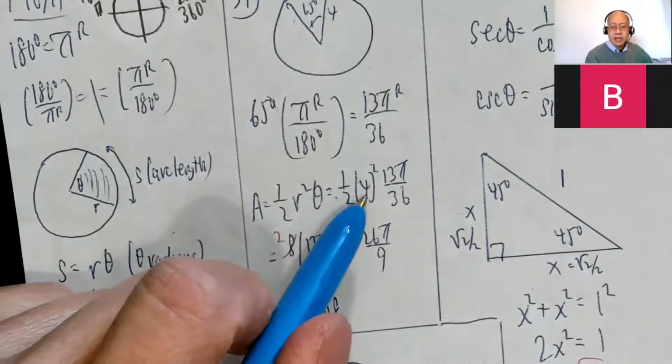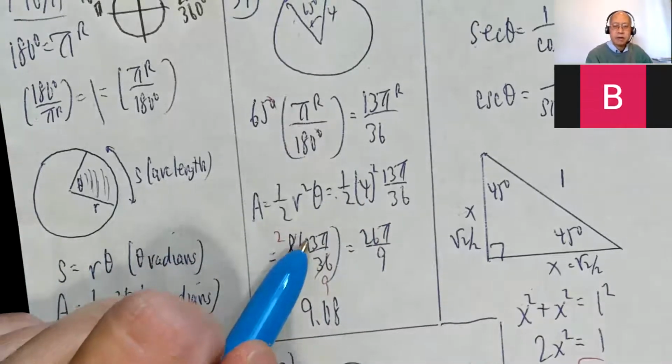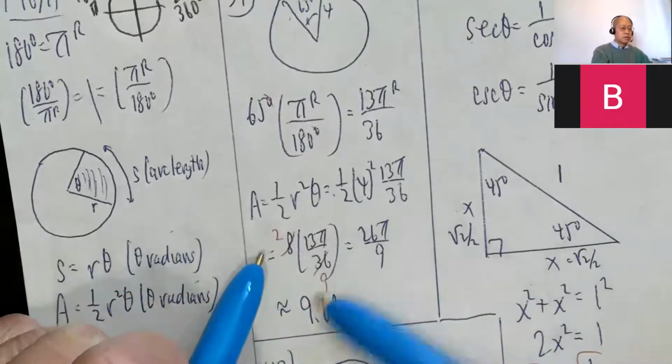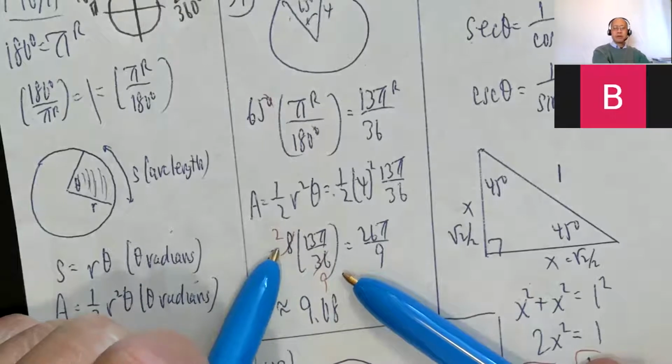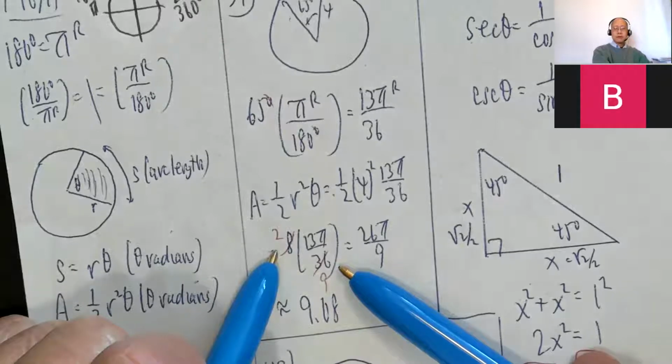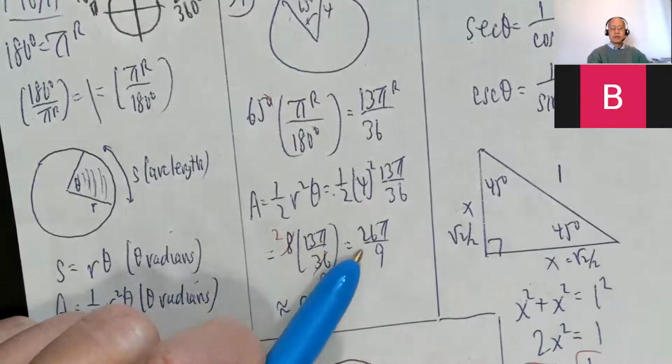That's basically it. This is 16. Half of 16 is 8. So 8 times 13 pi over 36. Let's see, I cancel out a 4 here, right? Divide this by 4. Divide this by 4. So I have 2 times 13, 26 pi over 9.